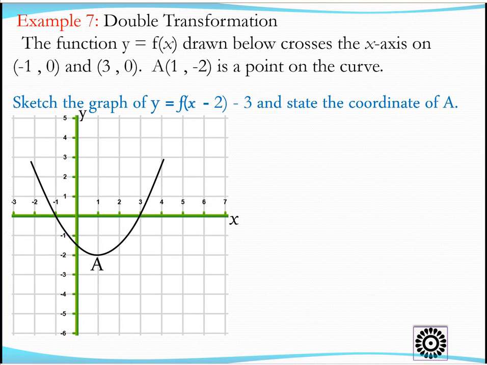Now let's see combination. So here we have a combination, both vertical shift and horizontal shift. The one in the bracket is going to affect the x. The one outside is going to affect y. Okay, so let's see, what does this mean? That's a translation. -2 means 2 units to the right, and -3 means 3 units down. So you push the graph 2 units to the right and 3 units down.